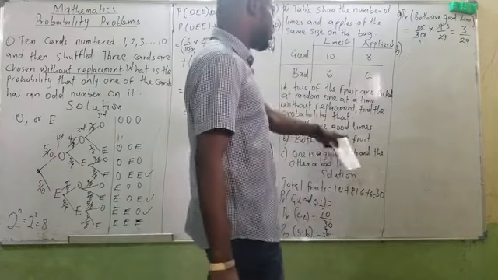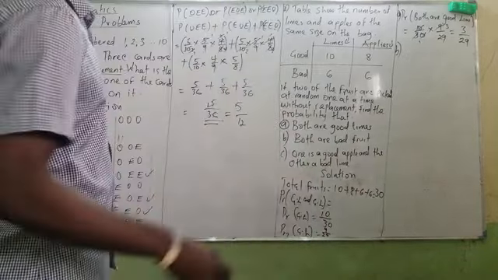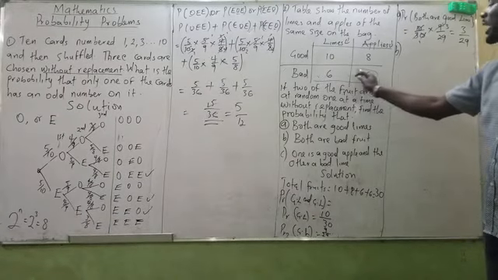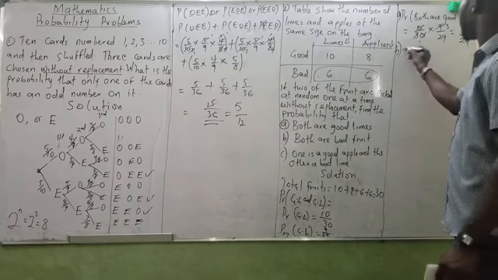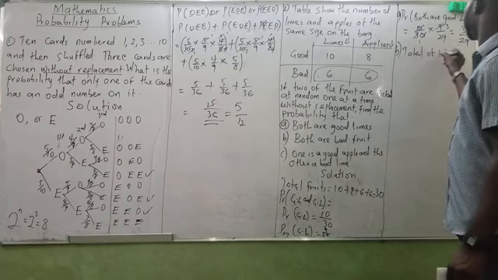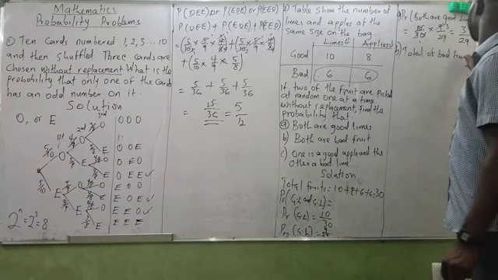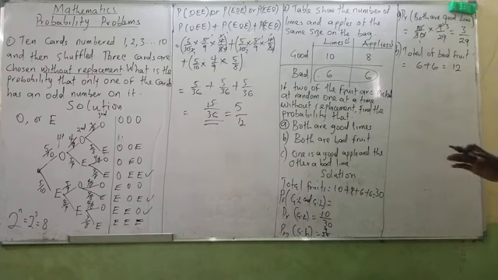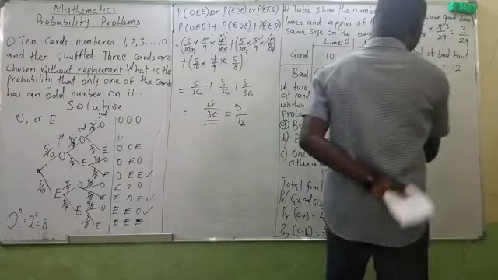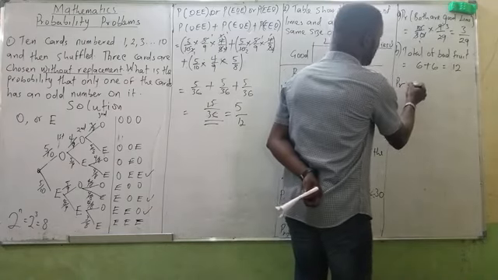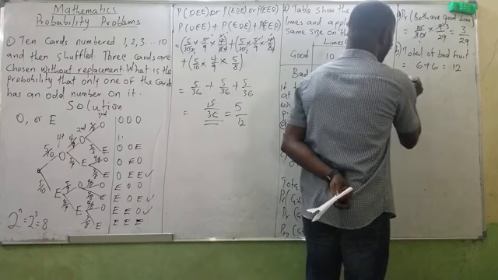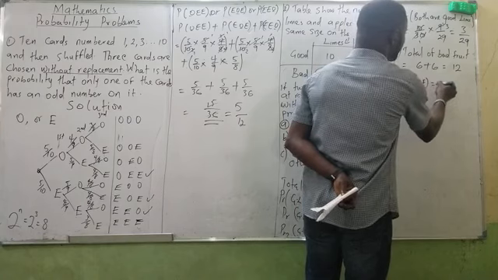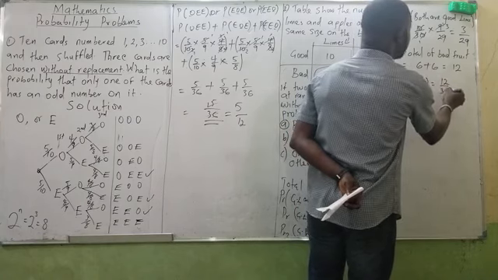Number B, both are bad fruits. Now, look at the probability that both are bad fruits. Bad fruits are these. It means the total of bad fruits will be equal to 6 plus 6, which is 12. That is very, very good. Now, both are bad fruit. The first probability of bad fruits will be equal to 12 all over 30.